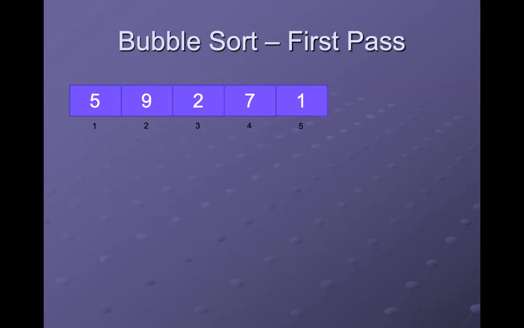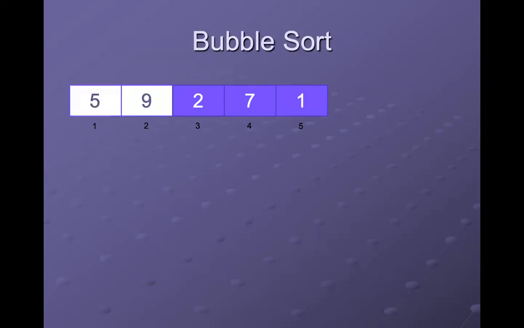Suppose we have a set containing 5, 9, 2, 7, and 1. That means that we have 4 passes. Since n is equal to 5, we have n minus 1 passes, which equals 4. The first pass is here. We compare the first 2 elements, and we are going to interchange them if the second element is less than the first element. So we are not going to interchange them.